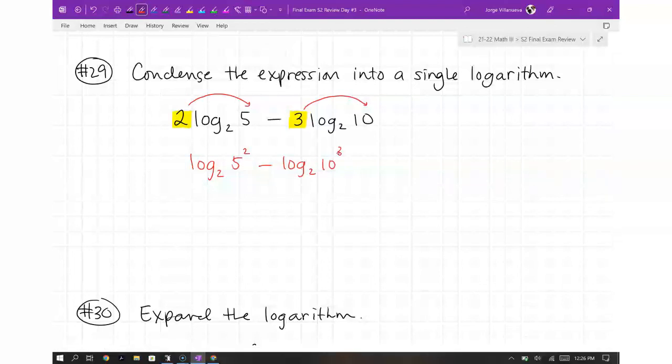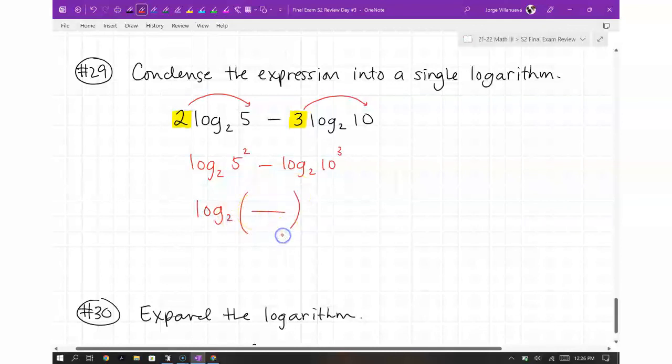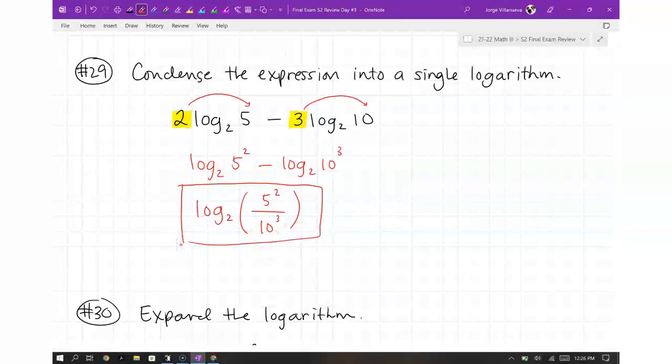So what happens if two logs have a subtraction? What does that result in? A division, a fraction, right? We should have a fraction from subtraction. So log base 2 of a fraction. On top, I put 5 squared. On the bottom, 10 to the third. And you're done. That's all you got to do. Just condense it. Make it into one log function.